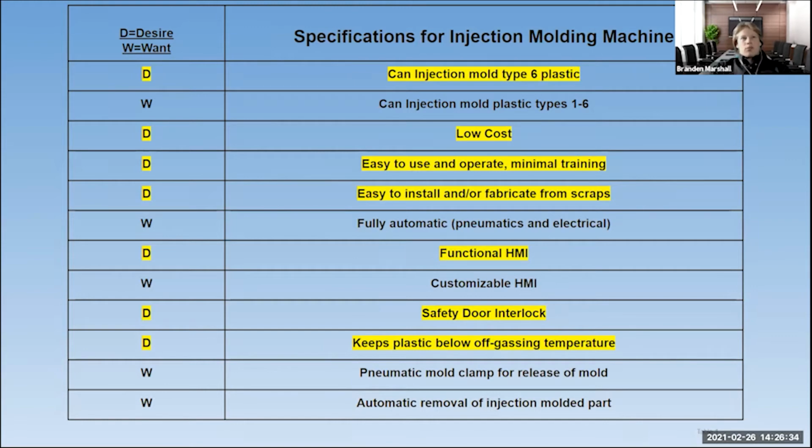If you look at the top one, can injection mold type 6 plastic, that is a desire because, as Aiden and Caden said above, it is the plastic that is basically the building block. So if we can figure this one out, we can do the other ones. Whereas can injection mold plastic types 1 to 6 is something that we want to do, but can be focused on for a later time. If anyone has any other questions, feel free to ask during the question time.